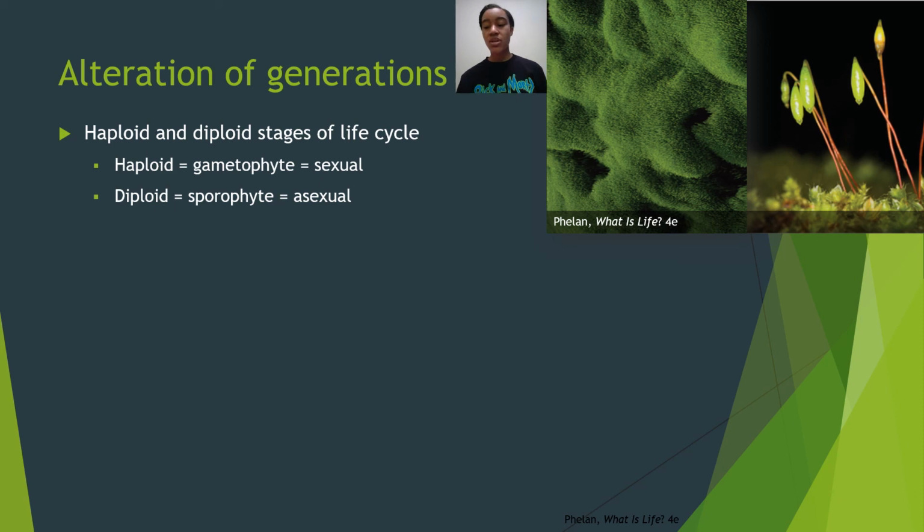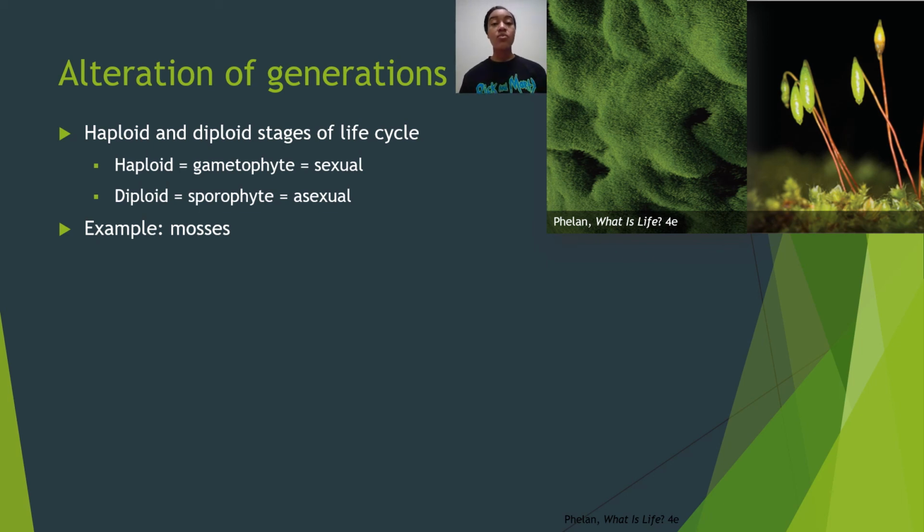Alternation of generation, as I mentioned, is when an organism has both a haploid and a diploid stage in its life cycle. The haploid stage is referred to as the gametophyte stage, and it undergoes sexual reproduction. So it has male and female gametes. And then the diploid stage is referred to as the sporophyte stage, and it undergoes asexual reproduction. We're going to look at the alternation of generation in more detail for mosses.